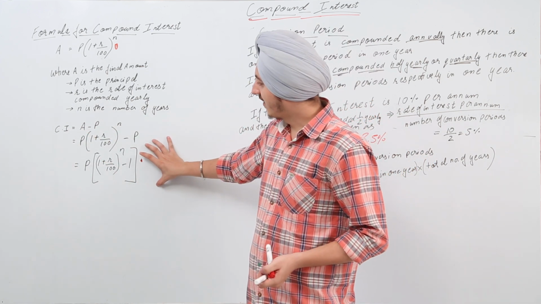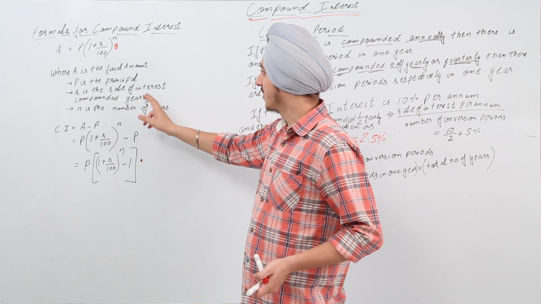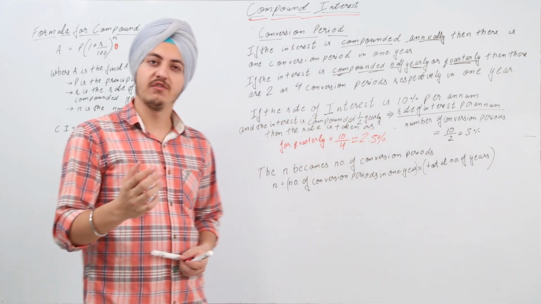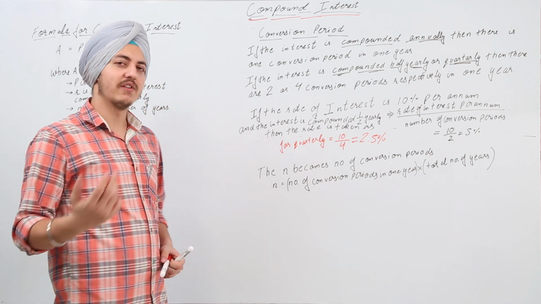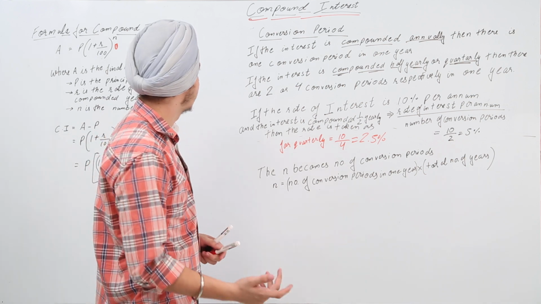So we have our compound interest over here, but here R is the rate of interest compounded annually. We did a few problems where the rate of interest was not compounded annually, right? So what if the rate of interest is compounded half yearly or quarterly? What do we do then?